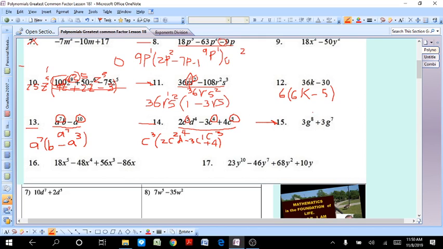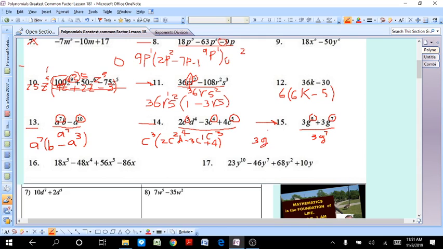Number 15, look at the degrees. G to the 8th, G to the 7th. So G to the 7th is my factor. I can divide everything by G to the 7th, the lower one, right? And then everything is divisible by 3, so I can divide by 3. So I can pull out 3G to the 7th.